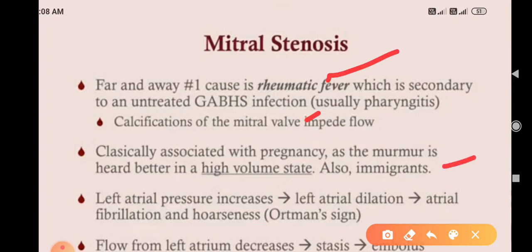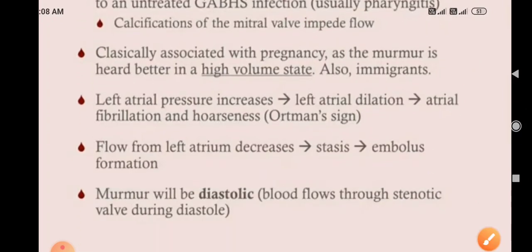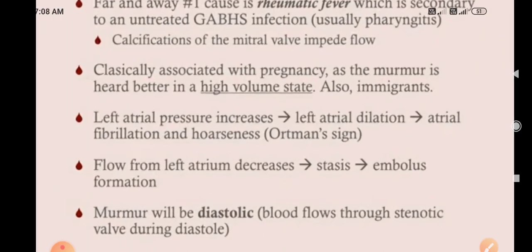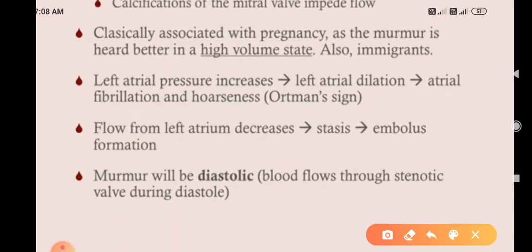Also immigrants. In immigrants we can see left atrial pressure increases, left atrial dilatation and atrial fibrillation, and hoarseness, or Ortner's sign. Flow from the left atrium decreases, which causes stasis, then embolus formation.